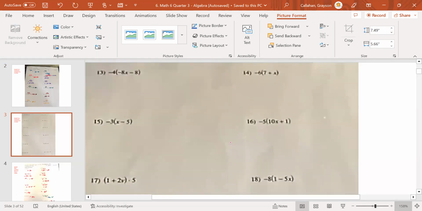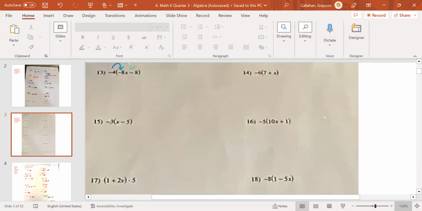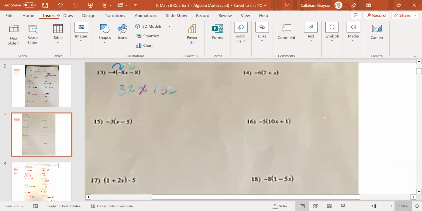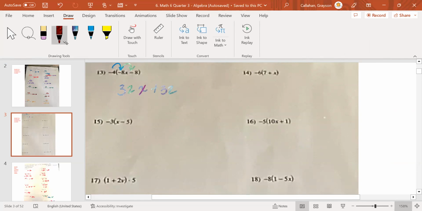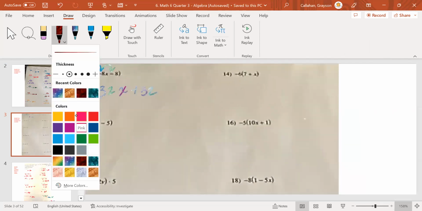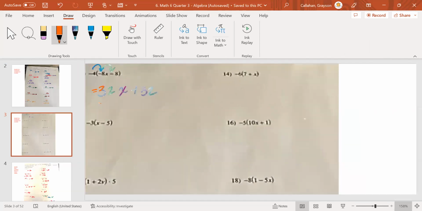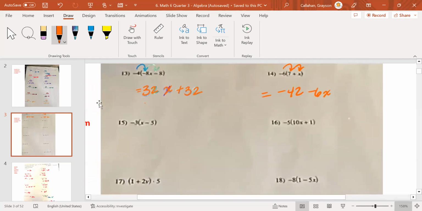All right, so first thing to do, we're going to multiply that negative 4. So positive 32x less 32. That is your answer. And I don't like this pen, so I'm going to change it. Equals 32x plus 32. Okay. Number 14, distribute the negative 6, negative 42 minus 6x.